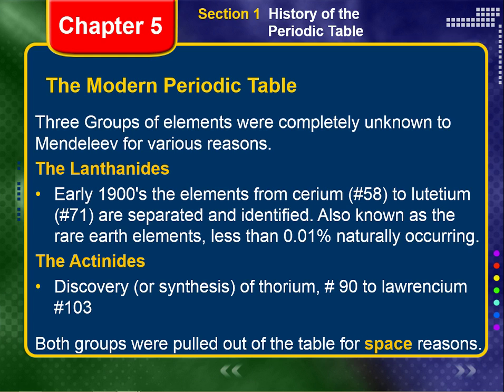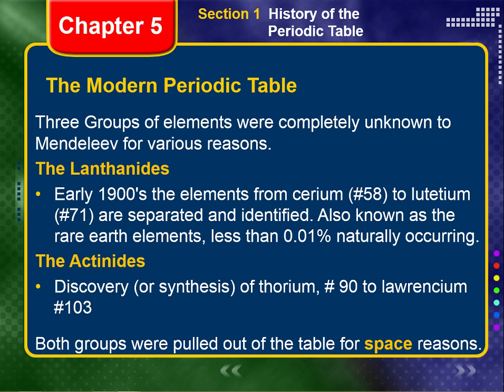The first type are the lanthanides, because they weren't described until the early 1900s. Elements from cerium, number 58, all the way up to number 71, are separated and identified, right? So when Mendeleev was doing his work, these were not described yet, so he had no reason to throw these into his periodic table. Also known as the rare earth metals, right? It's another name for this group. They account for less than 0.01% of naturally occurring elements.